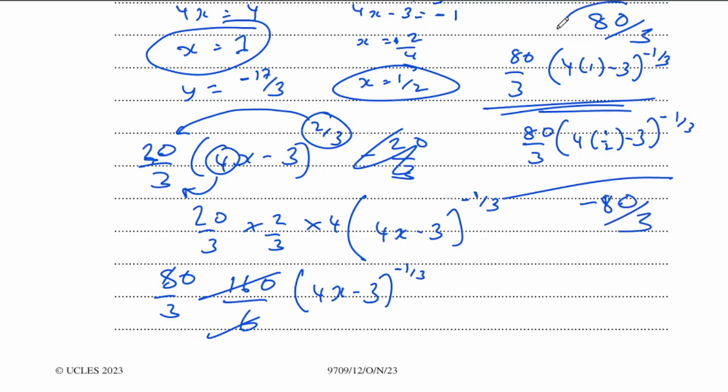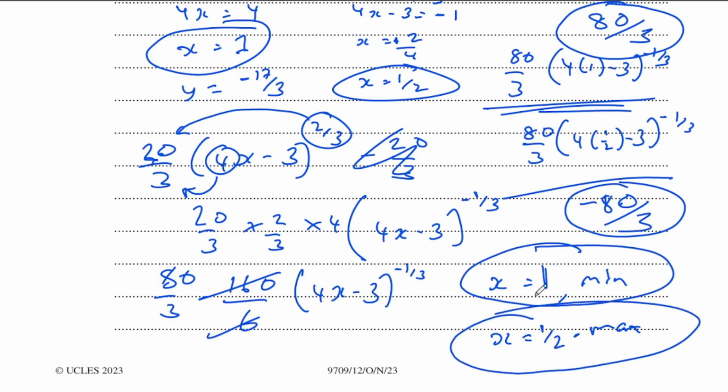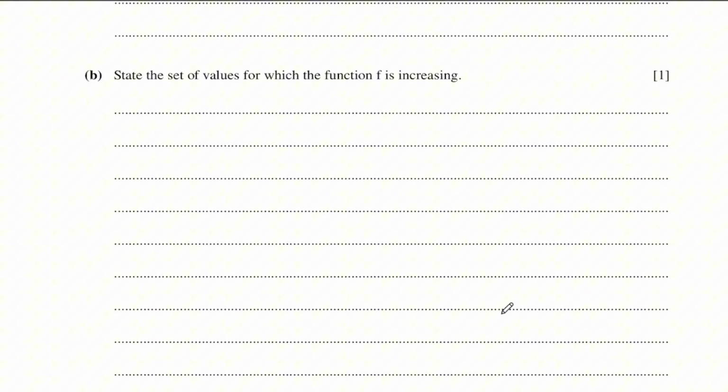And so this would tell us that the first is a minimum point, and the second is a maximum point. So when x equals 1, that's a minimum, because it's greater than 0. And when x equals a half, it is going to be negative 80 over 3, which tells us it's a maximum. Okay, so x equals 1 and x equals a half are both stationary points, the x equals 1 is a minimum stationary point, the x equals a half is a maximum stationary point. Okay, and then finally state the set of values for which the function f is increasing.